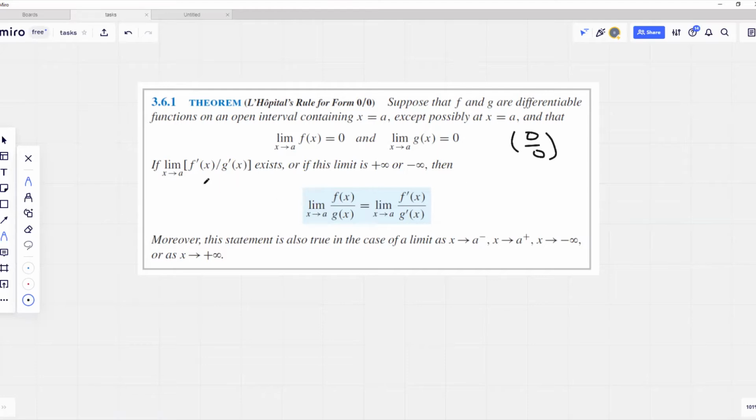And if the limit when x is approaching a of the ratio of their derivatives exists, or if this limit is plus or minus infinity, then we can switch the limit of the ratio of those two functions, f of x over g of x, with the ratio of the slopes of their tangent lines at point a. This statement is also true when we are working with one-sided limits or when x is approaching plus or minus infinity.